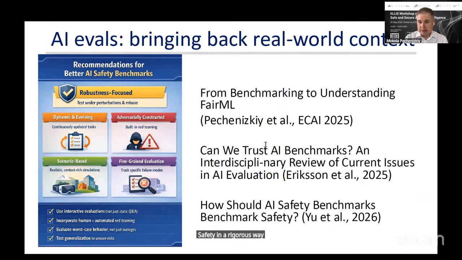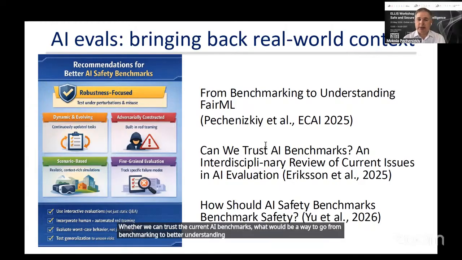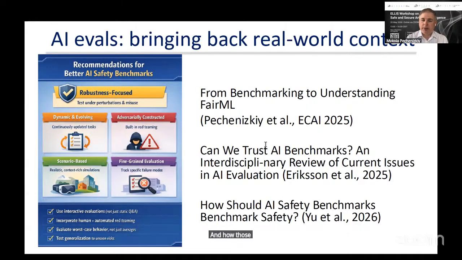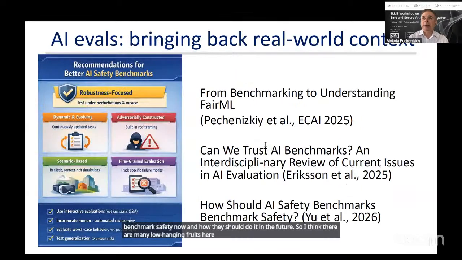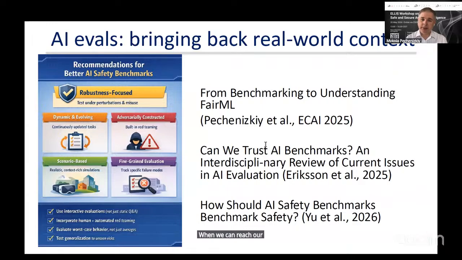And we can also see a few emergent works that appear about the same time that try to question whether we can trust current AI benchmarks, what would be a way to go from benchmarking to better understanding of FairML and safe AI in general, and how those AI safety benchmarks work now and how they should in the future. So I think there are many low-hanging fruits here where we can enrich our research methodology and build different mixed methods. Please go to the next slide.